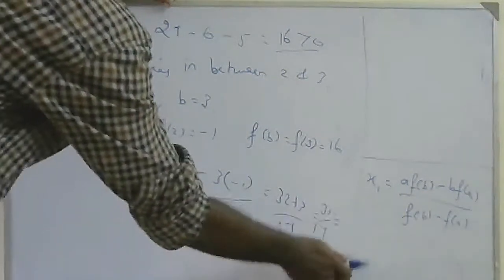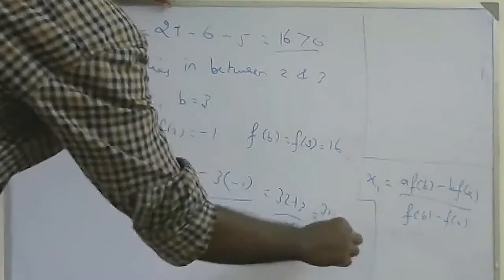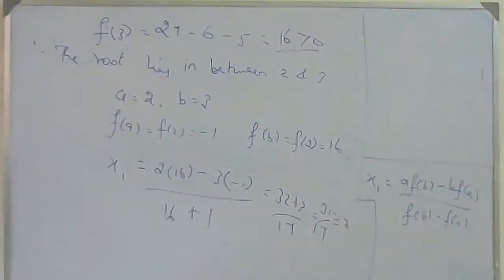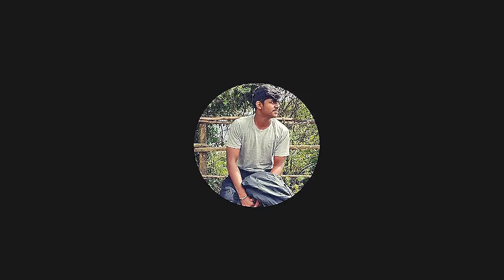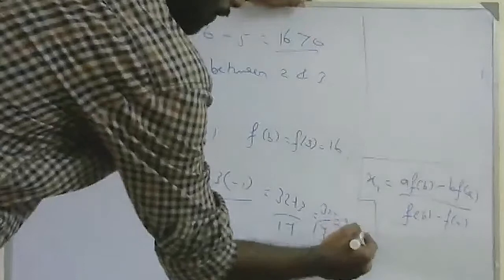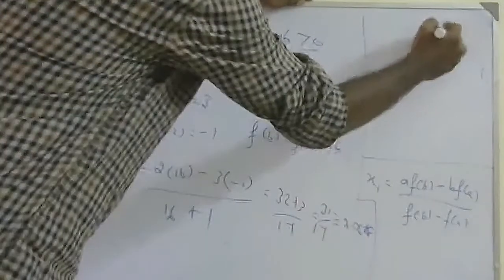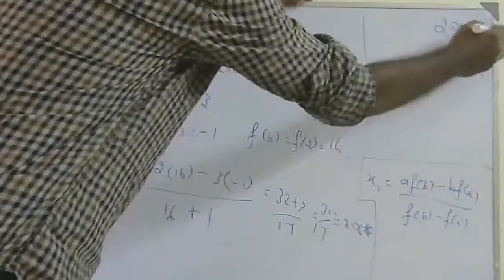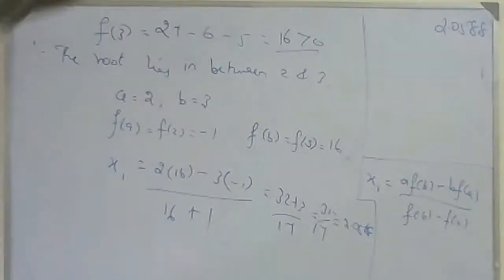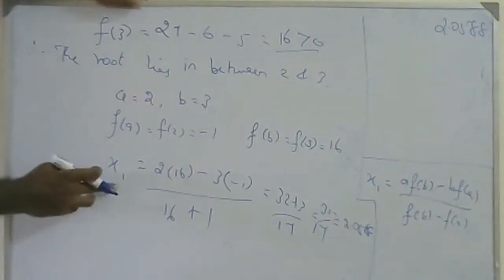What's the value? 35 by 17. It's quite easy. 2.0588, sir. 2.0588, so that's the value. That's the first value, okay, you just write it. So that's the value of x1.